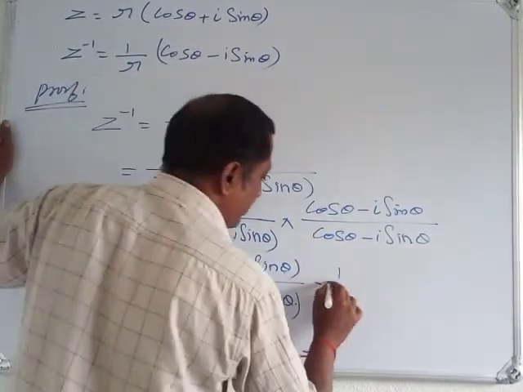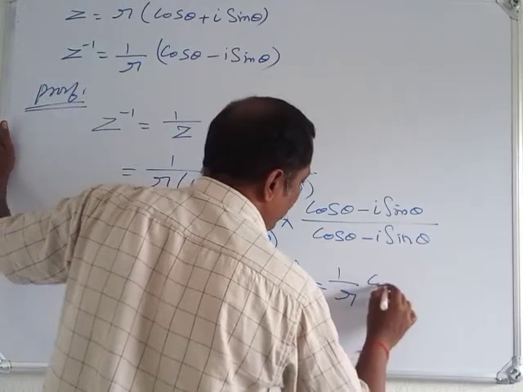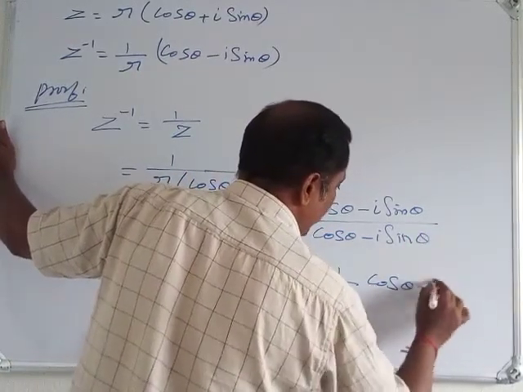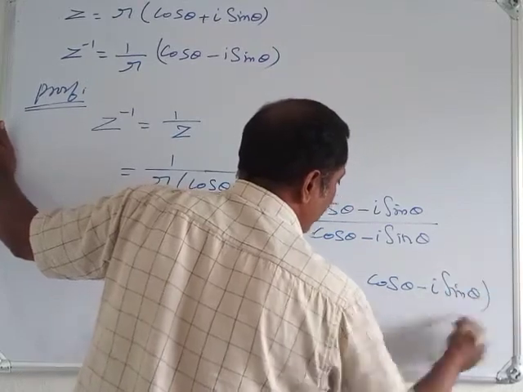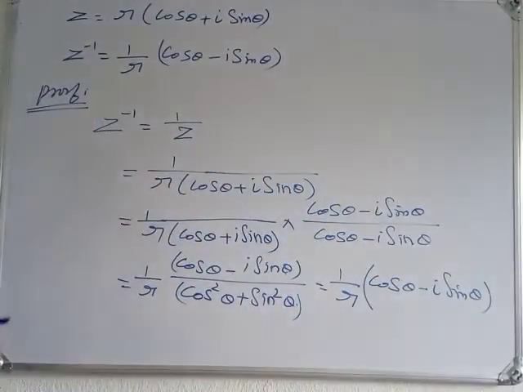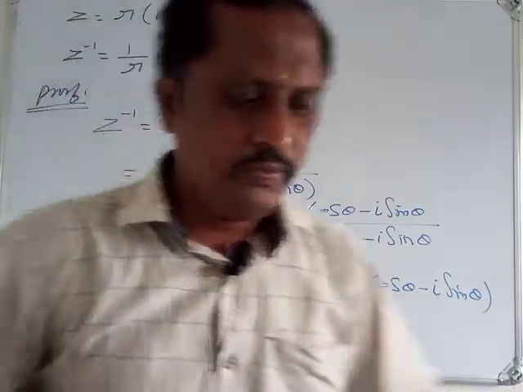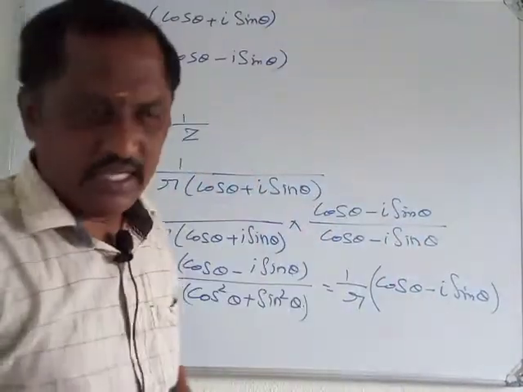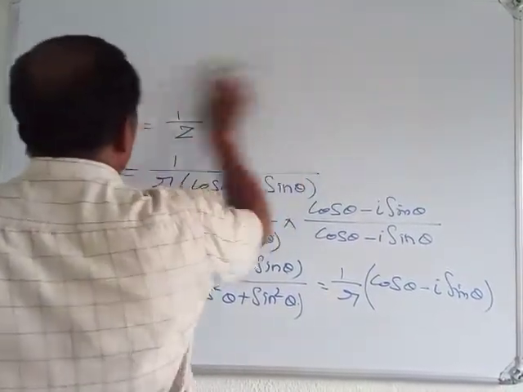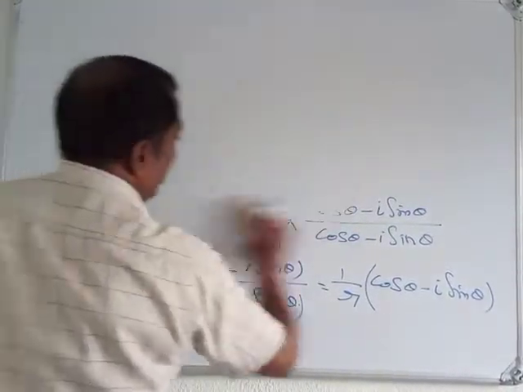So this implies 1 divided by r into cos theta minus i sin theta. This is the result for the inverse. This is property 1 of the polar form. Right. Now the next, property 2.